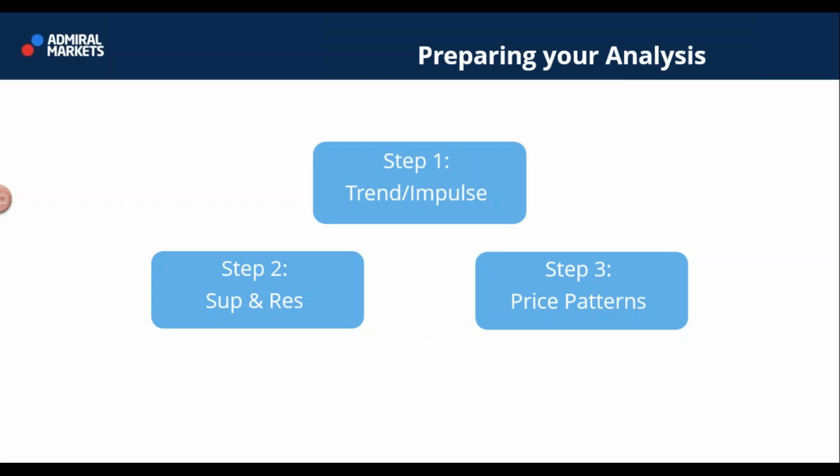What is a good impulse, right? And what is a good correction? Or what is a correction you would like to trade or not? Same thing for support and resistance.